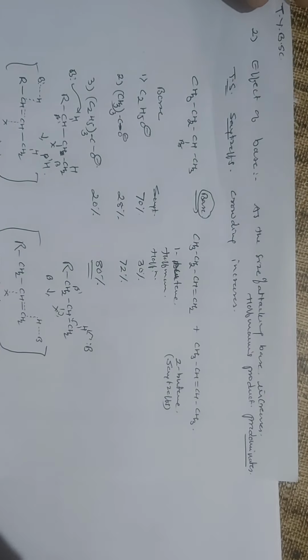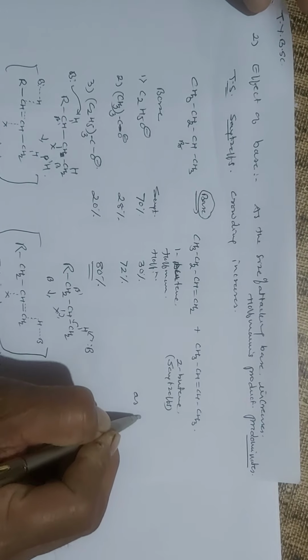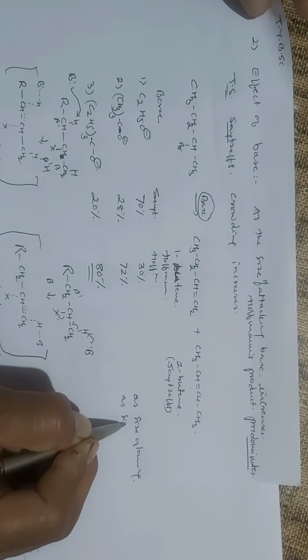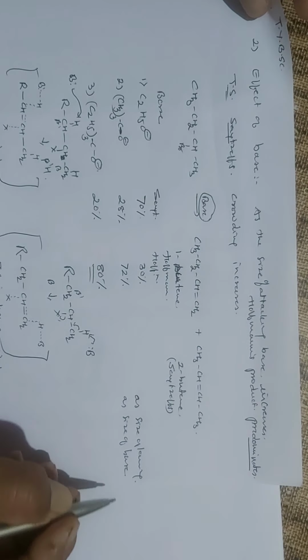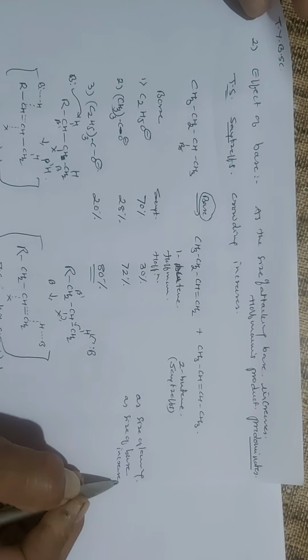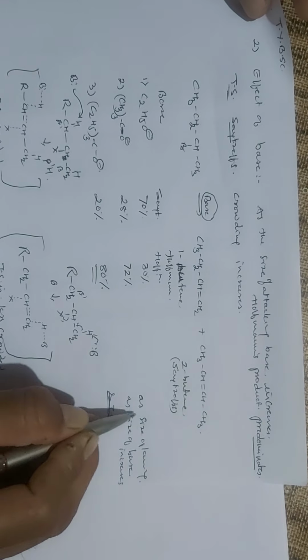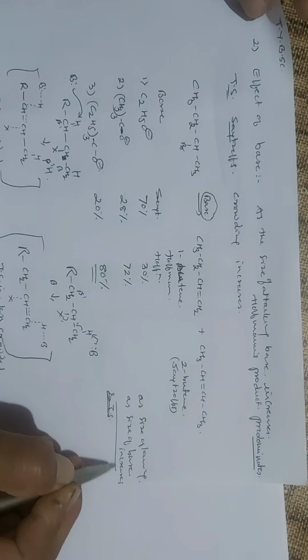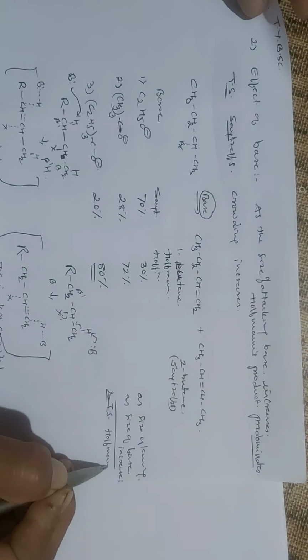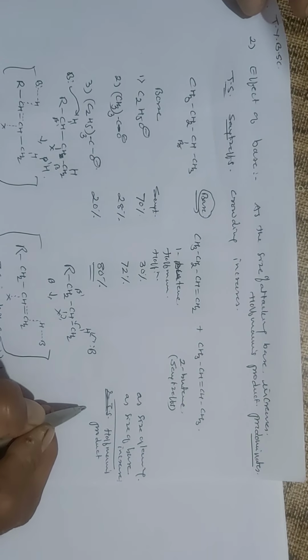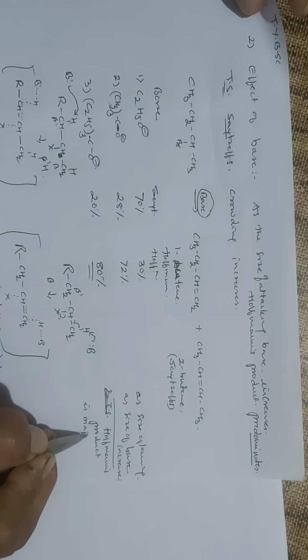So what is the main or important concept that you are supposed to keep in your mind? As the size of the leaving group increases, as the size of the base increases, as the size of the base and leaving group increases, Hofmann's product predominates. Hofmann's product is major.